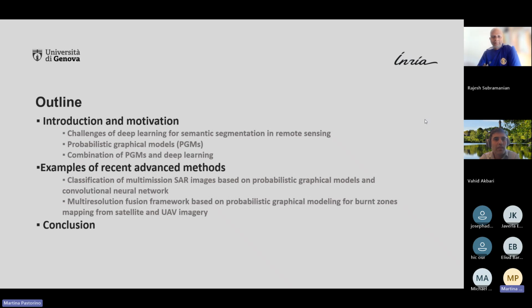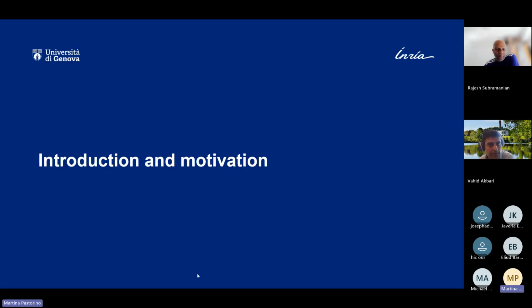This is the outline of my presentation. After giving an introduction and motivation for the combination of PGMs and deep learning models, I will present briefly different kinds of integrations, focusing mostly on a specific one, and then I will show some relative examples in the field of remote sensing, specifically classification of multimission SAR images and a multi-resolution fusion framework for satellite and drone imagery. And finally, I will draw some conclusions. So we can start from the introduction.